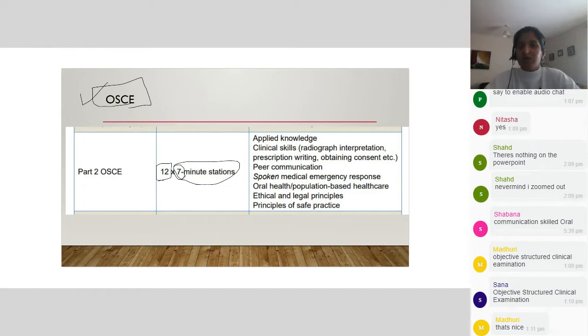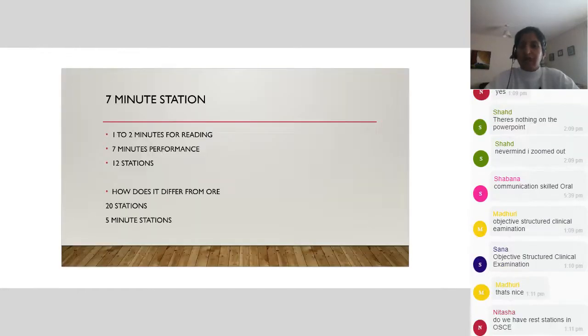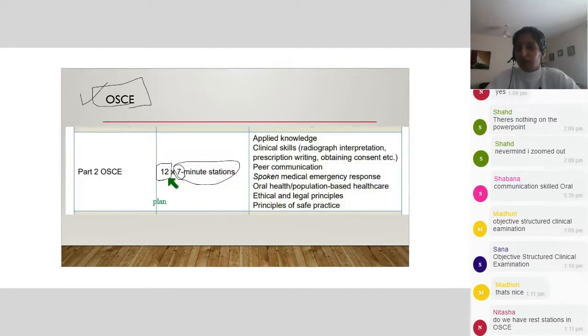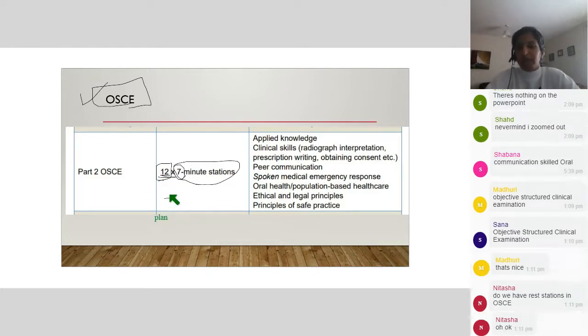So, how does this happen? Now, this happens in a circuit. Yes, you do have rest stations, but here they have not told you about the rest stations. Okay, this is for 12 which you have to enact. Plus, you will be having 3 or 4 rest stations in between. That will depend on your examiner on how much he or she decides to give you in between. Okay, but 12 will be on which you will be judged.